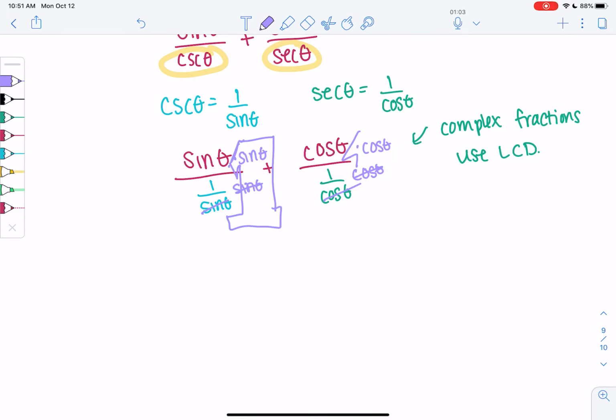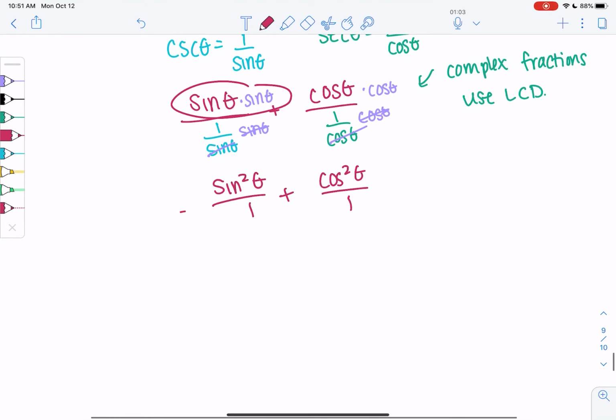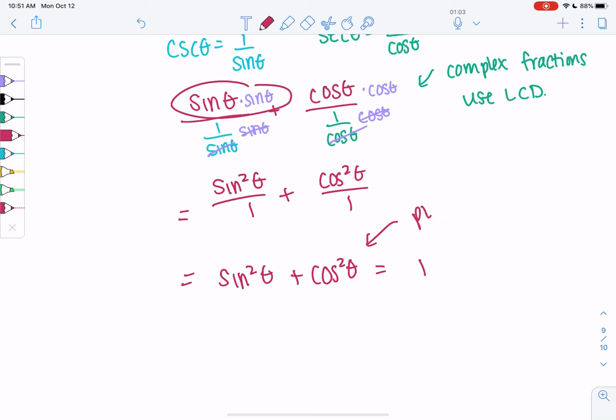All right. So then we're left with sine times sine over 1, so sine squared theta over 1, plus cosine squared theta over 1, which is just sine squared plus cosine squared. And this should look like a familiar identity. It's the Pythagorean identity, and it equals 1. And that's it.